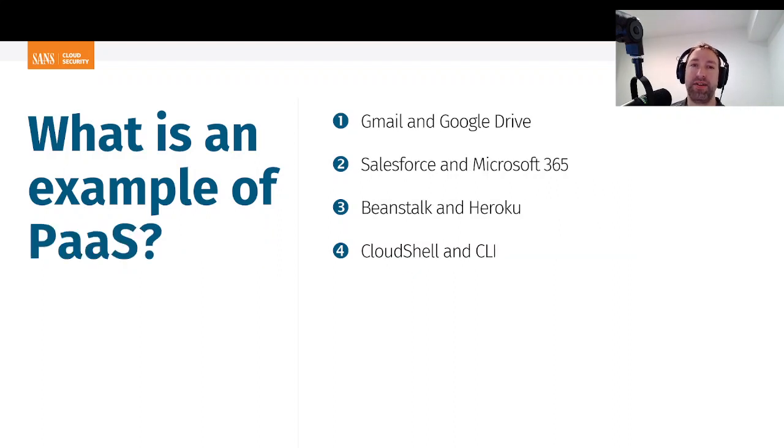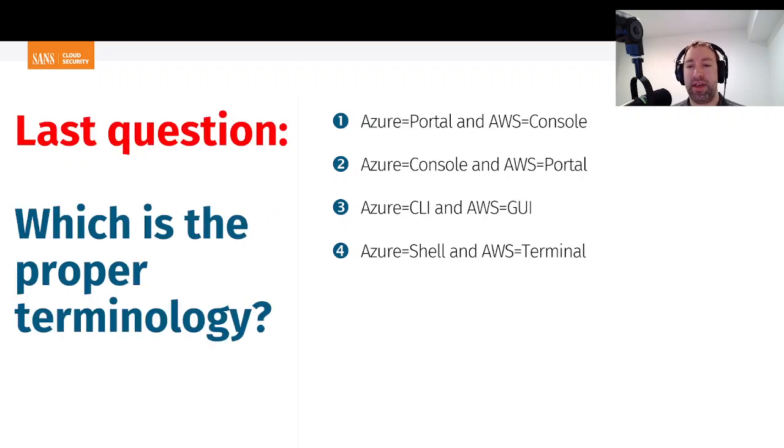All right, PaaS. What is PaaS? An example of platform as a service. And this too is rather cut and dry. And the answer here is going to be Elastic Beanstalk and Heroku services. You can Google those to learn more about what they actually are. I'm not here to make any sales pitches or anything like that, but those are 2 prime examples. Last question.